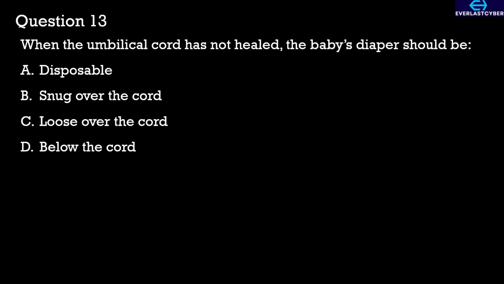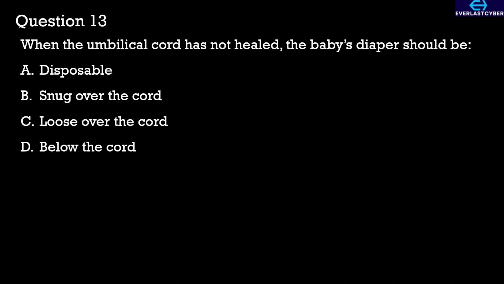Question 13. When the umbilical cord has not healed, the baby's diaper should be A. Disposable. B. Snug over the cord. C. Loose over the cord. D. Below the cord. For option A, whether disposable or cloth, this doesn't affect the specific care for an unhealed umbilical cord.